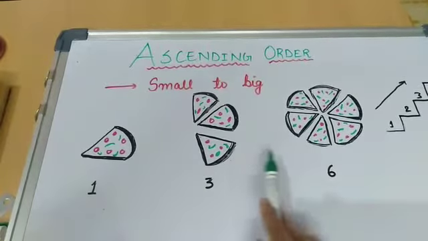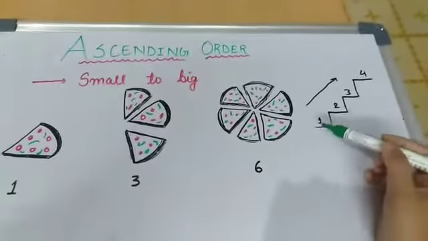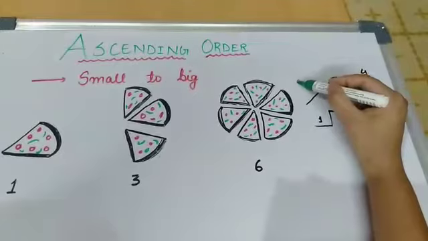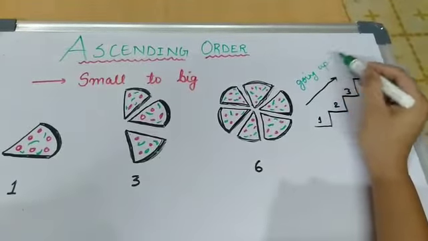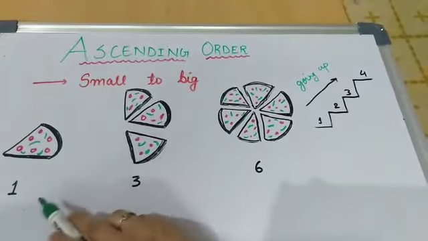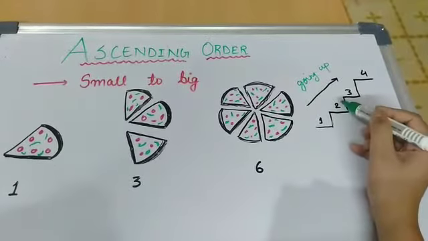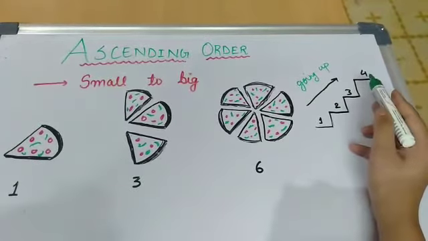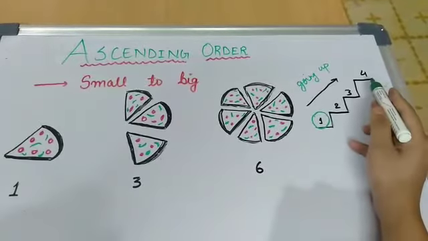So we have arranged these pizza slices in the ascending order, or we can say ascending order means going up, going from smaller number to bigger number. We are moving from smaller number to bigger number. 1, 2, 3, 4, we are going from smaller number to bigger number.